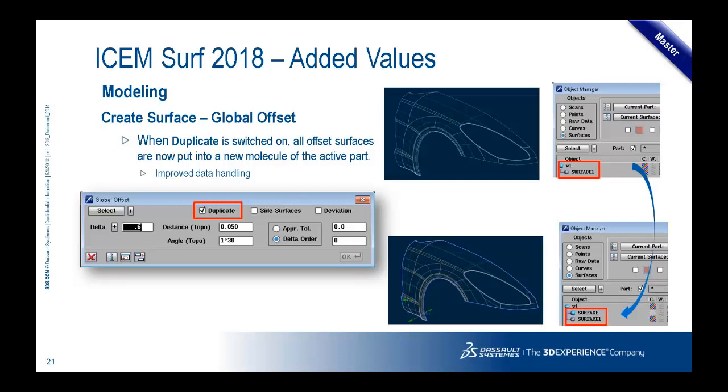Well, now, just to make your life much easier, when you do a global offset, it's in the same pot, but it makes a fresh molecule for it automatically. So that makes it super easy to delete it or select it or make it a different color or whatever. So a really, really convenient addition to the global offset command.